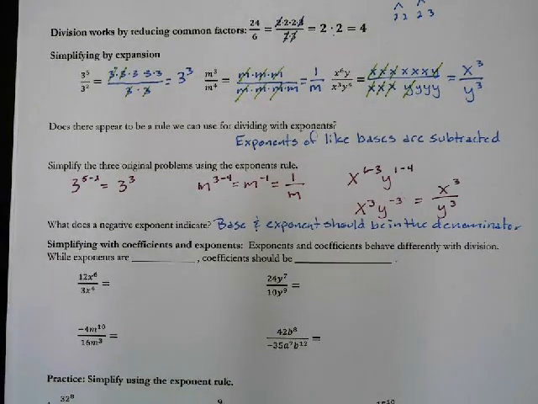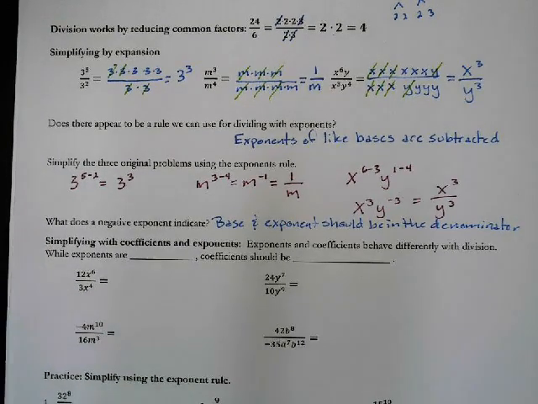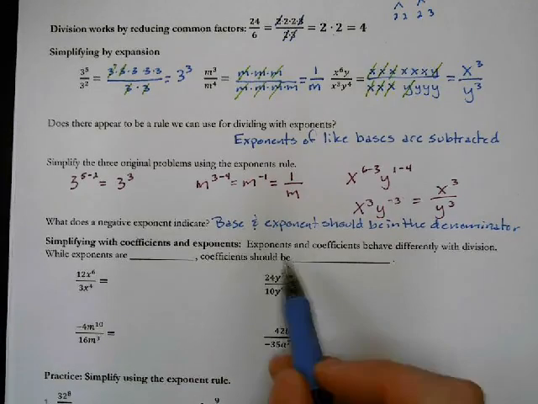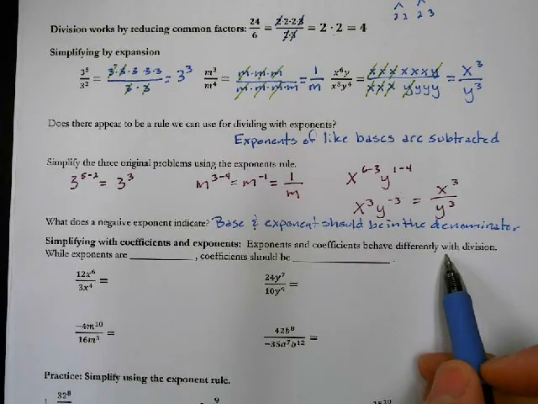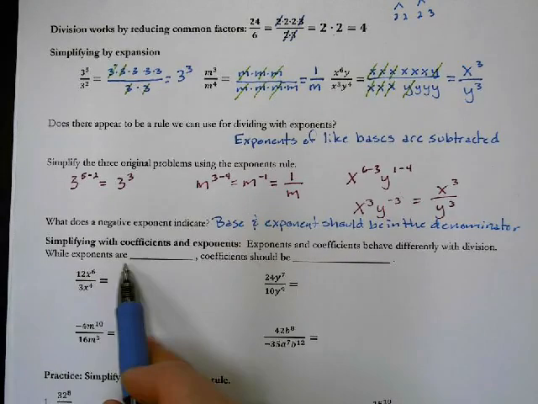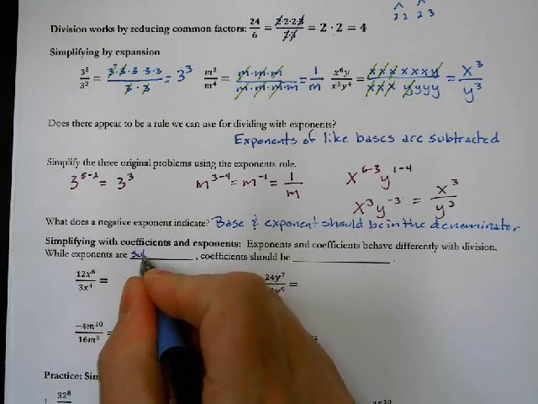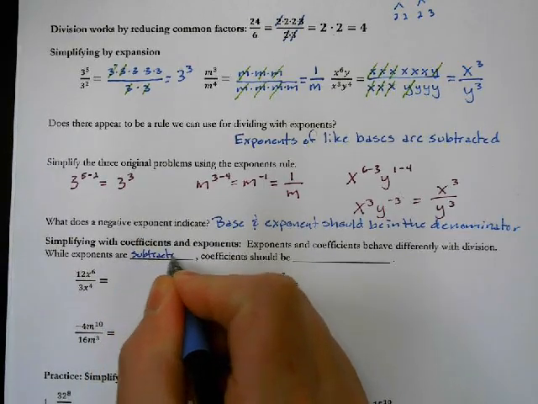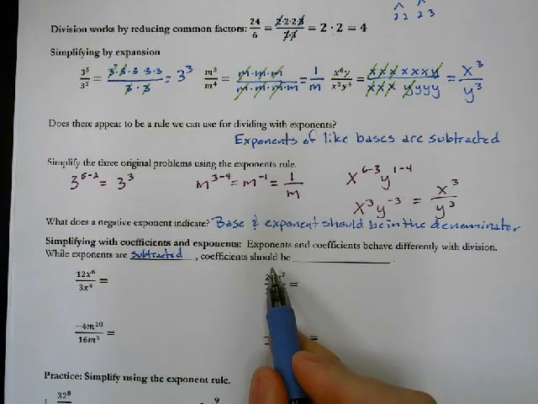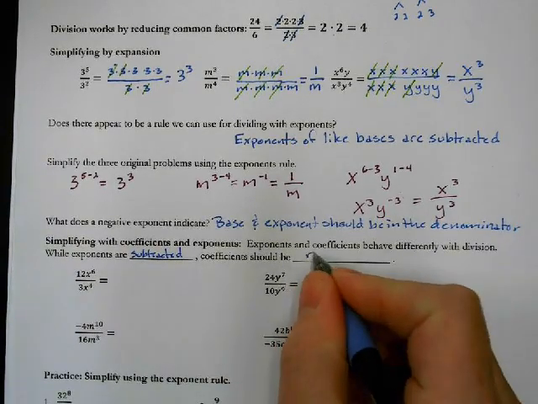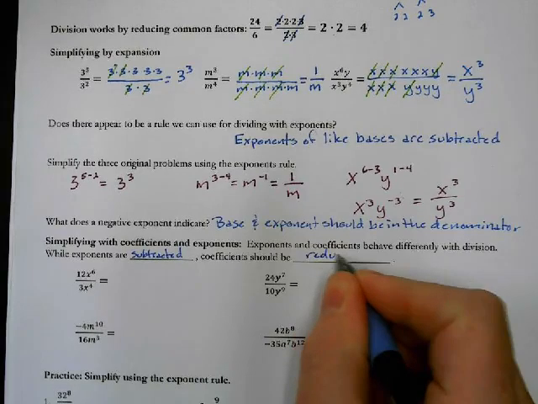All right, simplifying when we have coefficients and exponents. Remember, the coefficients were the numbers up front. The coefficients indicate how many times we're adding a number, whereas exponents are indicating how many times we're multiplying a number. Exponents and coefficients behave differently under division. Exponents, we found out that they're being subtracted. But the coefficients should just be reduced like you would do if we just had a normal fraction.